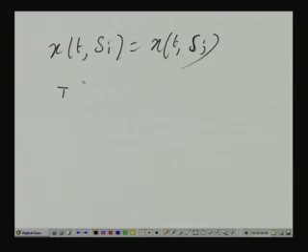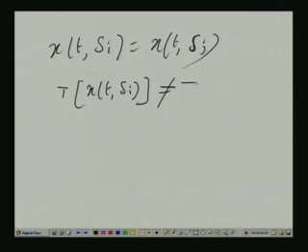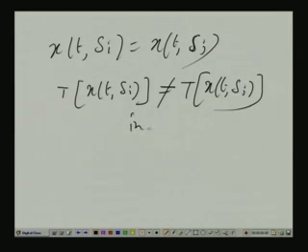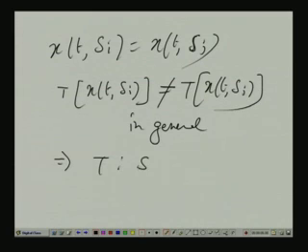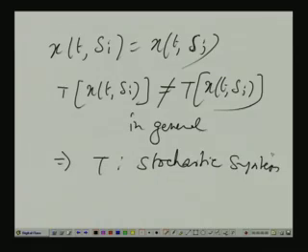So, in general T of x(t, S i) is not equal to T of x(t, S j). This leads to T being a stochastic system. That is, if T is such a system whose individual parameters, built-in or internal parameters, vary randomly, that is, they undergo change from experimental outcome to outcome, obviously the action of the system will also change. In that case, the system is stochastic.